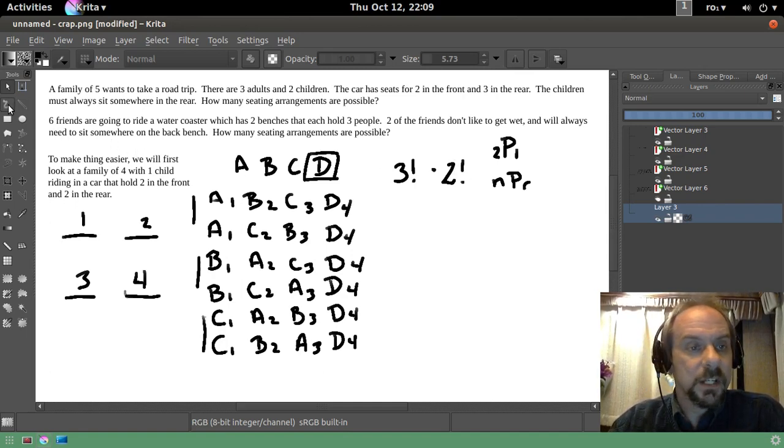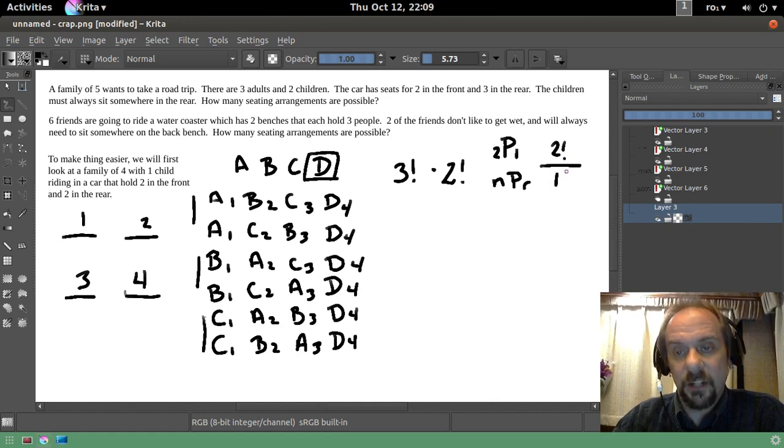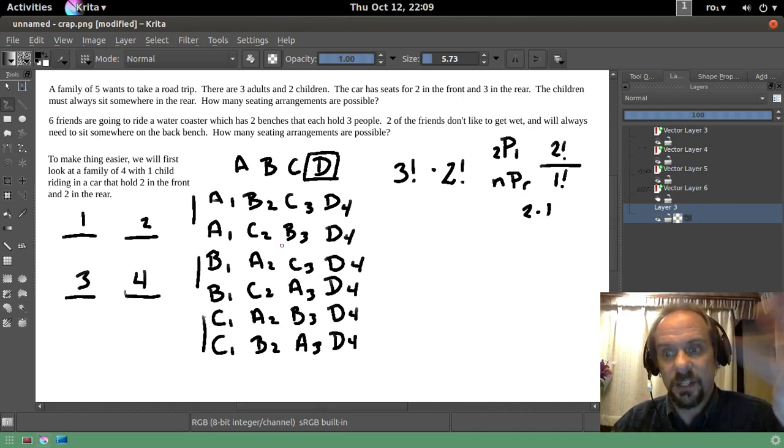All right. So what we're really looking at then for the children is 2 factorial over 2 minus 1 factorial, which is 1 factorial, which of course just goes away and leaves 2 factorial, and 2 factorial is 2 times 1, which is 2, hence why it looks like it doubles. Okay.